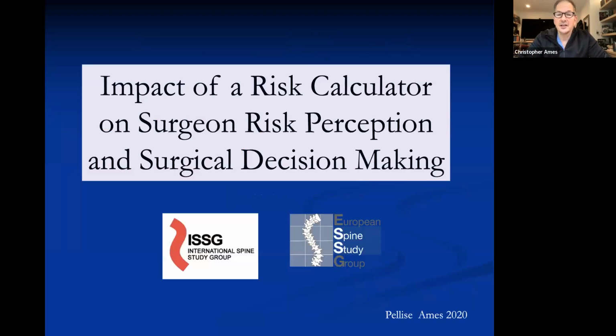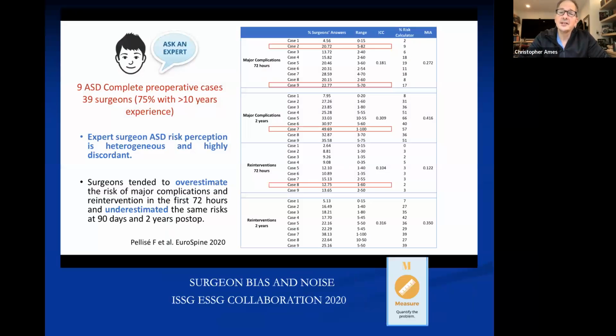So there's good data to support this. We've done some studies in the ISSG, ESSG registry, where we show tremendous variation in surgical judgment across surgeons. For example, if you look at major complication at 2 years, we asked surgeons to predict what they thought that would be based on case studies that we sent around to them. If you look at case 7, the human predicted the average risk was somewhere between 1 to 100%. So as humans, we have tremendous bias that differs by individual surgeon, which makes sense based on our individualized experience.